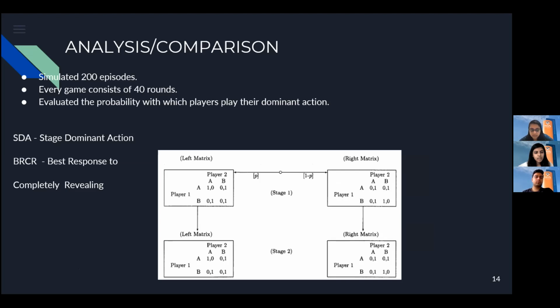We simulated the game for 200 episodes with 40 rounds each and plotted the probabilities of player 1 playing his stage dominant action and player 2 playing the best response to a completely revealing player 1 for every learning model. We analyzed how the gameplay changes when any of the players start playing their stage dominant action, and whether or not they converge to the Nash equilibrium of the game.